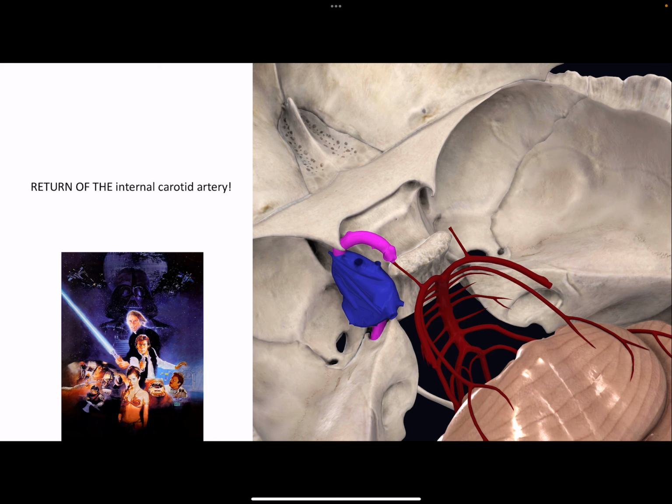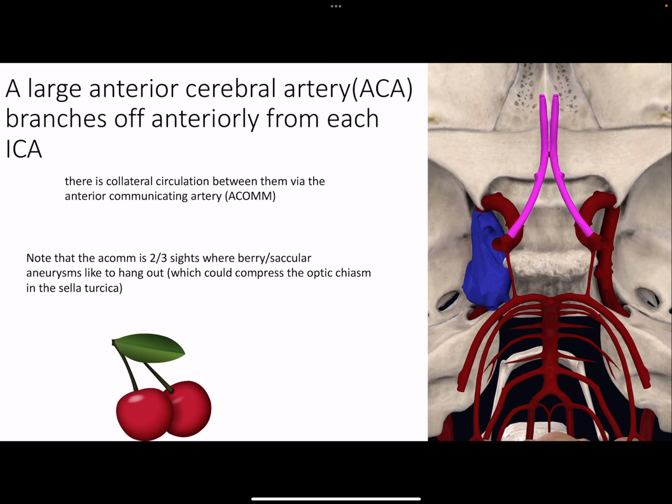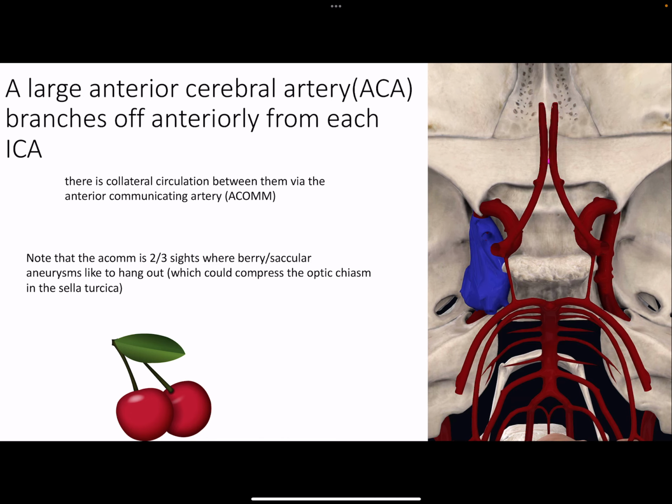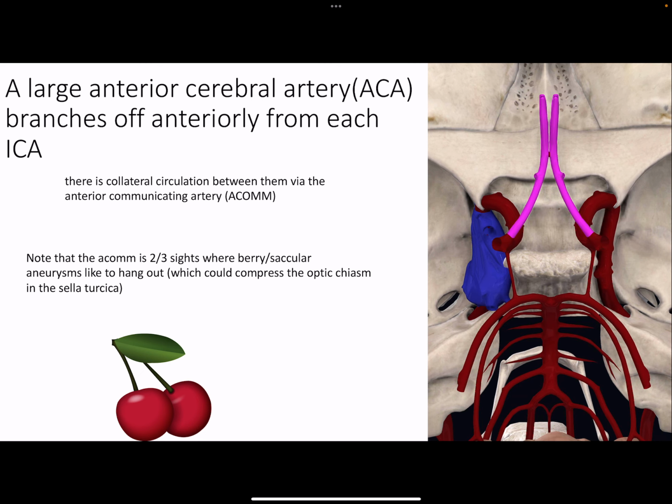All right, return of the internal carotid artery. We did the posterior. We're back to the anterior. Let's see what's going on. So the ACA, anterior cerebral artery, is going to branch off from the internal carotid, and there's a little tiny anterior communicating artery between them.